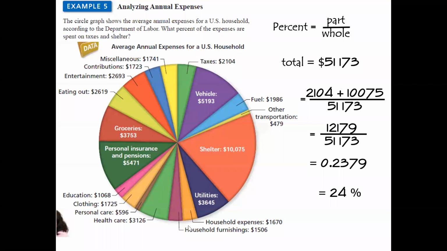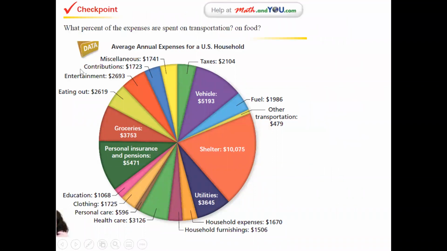Okay. Well, let's take a look at the next problem. We're using the same pie, but this time, what percent is spent on transportation or on food? So what does the word transportation mean? Do you guys know what that means? Transportation means anything that you use to move around. It could be a bike. It could be the bus. It could be the train. That's transportation. It could be your car.